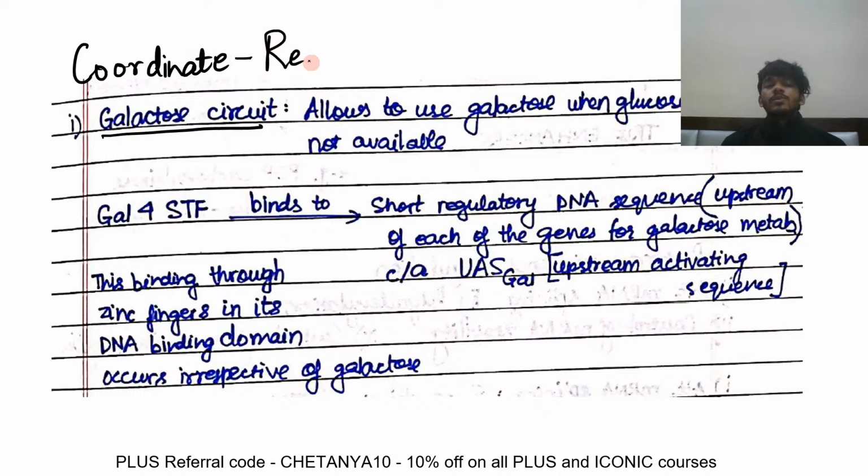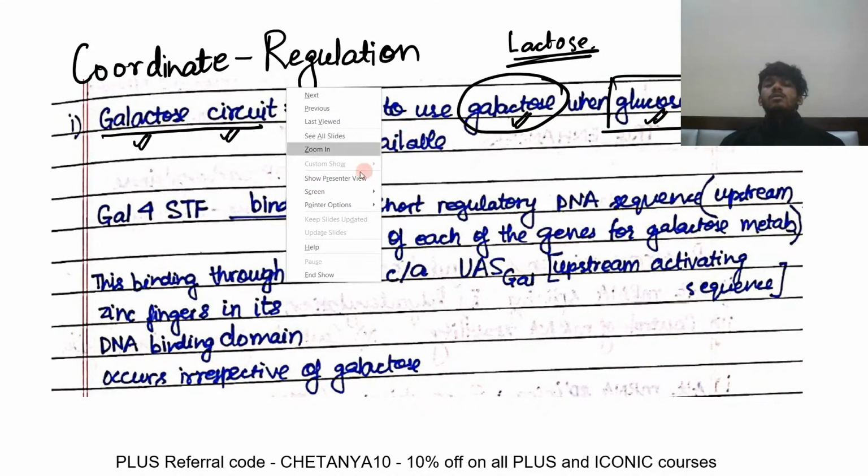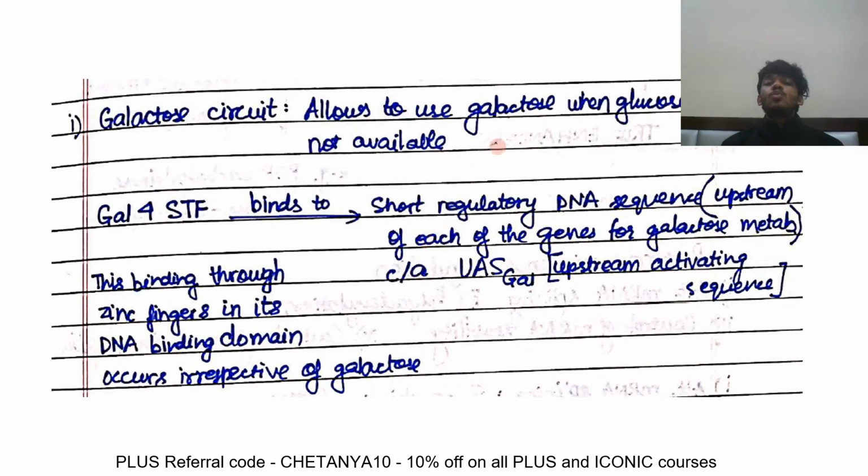In eukaryotes, we talked about the Lac Operon for lactose. Here we'll talk about the galactose circuit. The galactose circuit is for utilization of galactose when glucose is not available. The Lac Operon was for degradation of lactose when glucose was not available. The galactose circuit is also similar. It is to utilize galactose when glucose is not available. So I told you there is something that is equivalent to an operon here, but it is not an operon.